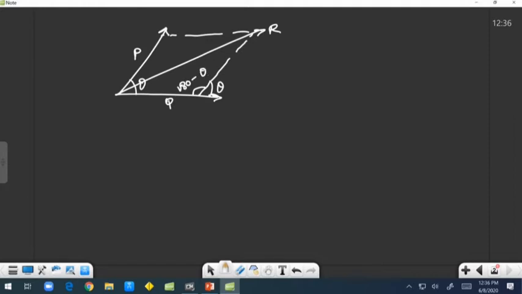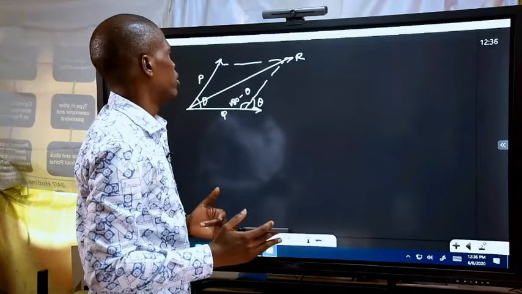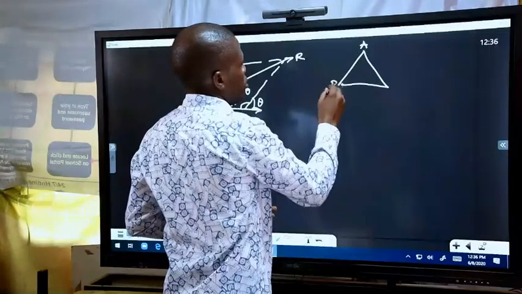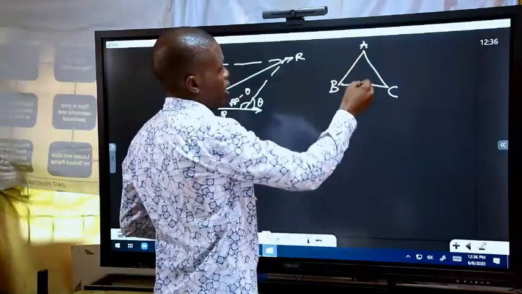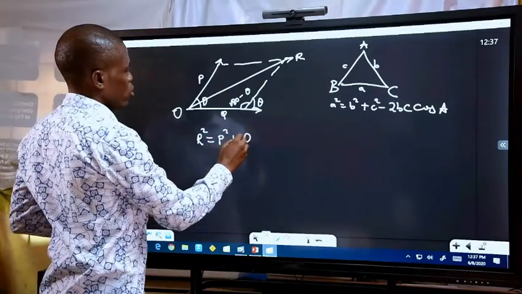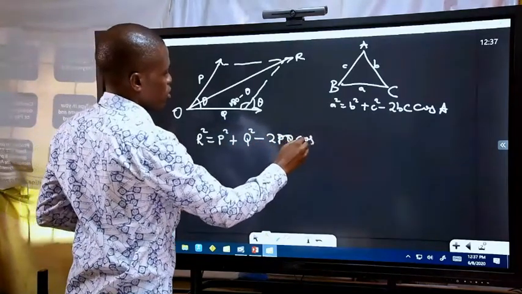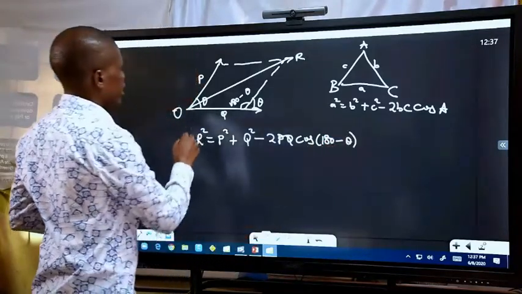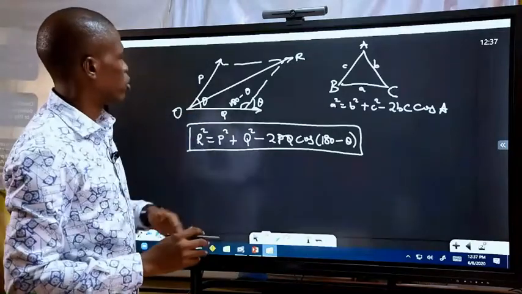With that, you can solve the resultant by applying the cosine rule. Let's remind ourselves of the cosine rule. Consider a triangle ABC with opposite side here A, opposite side here C, opposite side here B. Remember that A squared equals B squared plus C squared minus 2BC cos A. We can apply it here considering this triangle, O, R, and this point. We have R squared equals P squared plus Q squared minus 2PQ cos (180 minus theta), where theta is the angle between the vectors or forces P and Q.